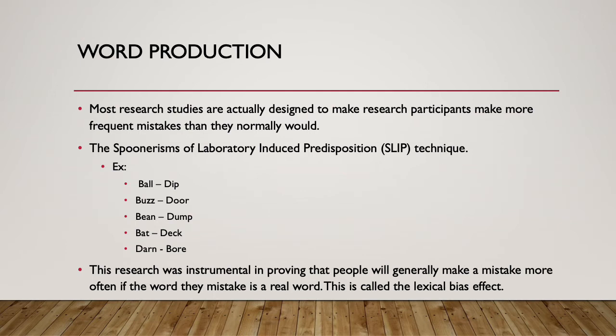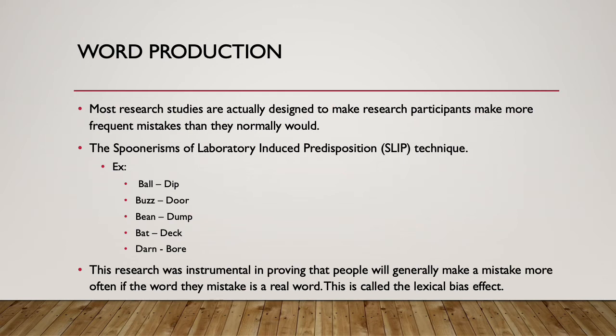One speech study that produces speech errors is the Spoonerisms of laboratory-induced predisposition, or the SLIP technique. The SLIP technique of conducting research involves showing participants word pairings that create a possible Spooner effect, as discussed earlier. Around 30% of the time, participants will make a mistake on the last pairing, since it's less natural to say darn bore than it is to say barn door. And then there's an example given here.